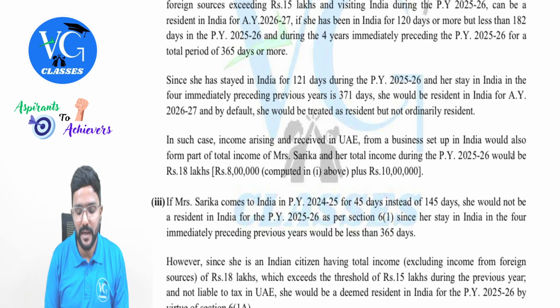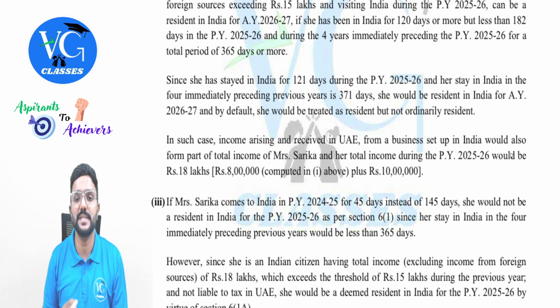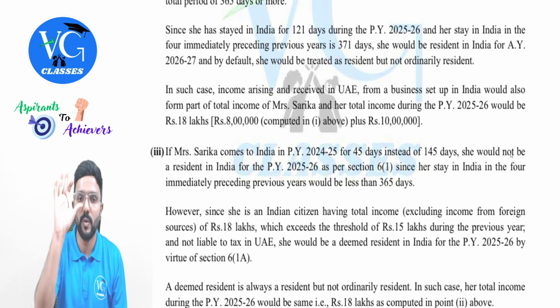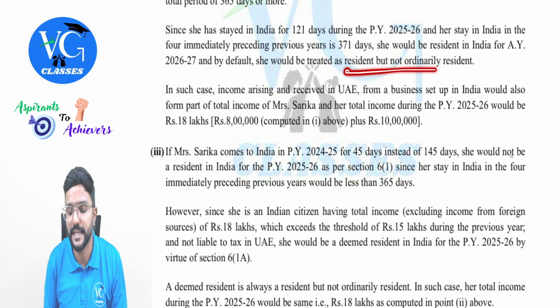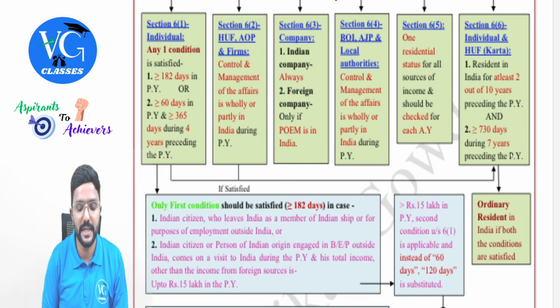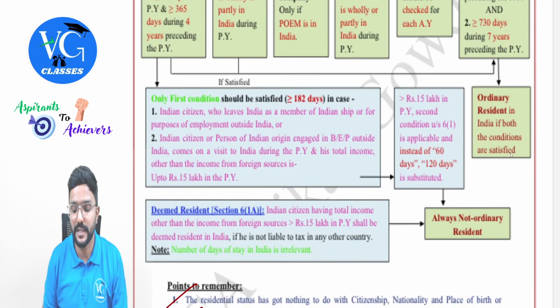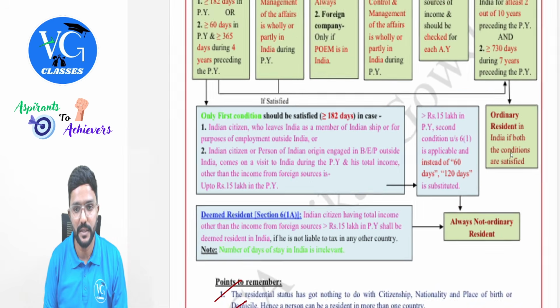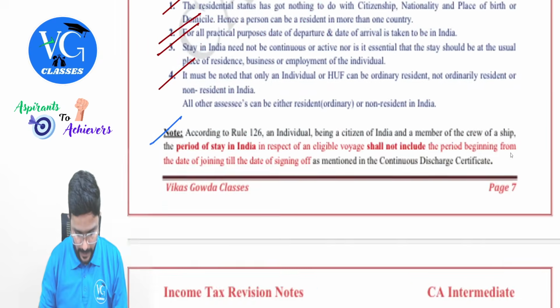In such a case, income arising and received in UAE from a business set up in India would also form part of our total income. First of all, what is the residential status? Resident but not ordinary resident. In that case, she will fall under this category, guys. So she is always not ordinary resident.